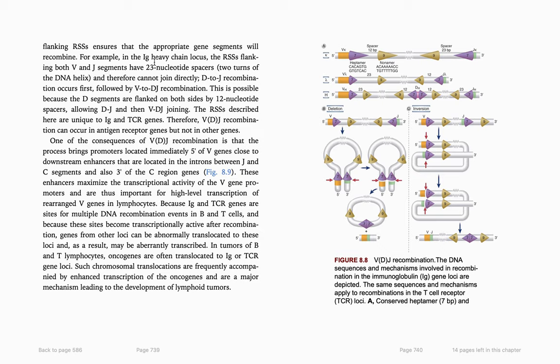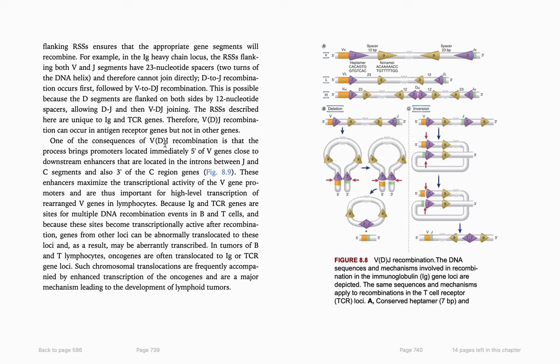For example, in the Ig heavy chain locus, the RSS flanking both the V and J segments have a 23 nucleotide spacer, two turns of the DNA helix, and therefore cannot join directly. D to J recombination occurs first, followed by V to DJ recombination. This is possible because the D segments are flanked on both sides by a 12 nucleotide spacer, allowing the DJ and VDJ joining. The RSS described here are unique to Ig and TCR genes. Therefore, VDJ recombination can occur in antigen receptor genes, but not in other genes.